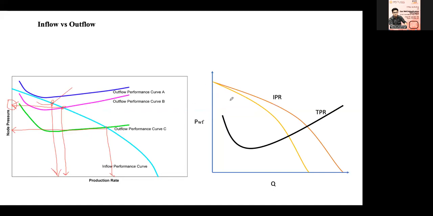Other than this, if you want your IPR curve to be improved from this to this, one thing you need to do is stimulate your wellbore or the reservoir by hydraulic fracturing or well stimulation techniques such as matrix acid fracturing. For your IPR curve to move upwards, you are going to increase your flow from this rate to this rate. So that's exactly what happens when you, for example, hydraulic fracture your reservoir. You are going to see an increase in production. And this is the inflow versus the outflow curve.